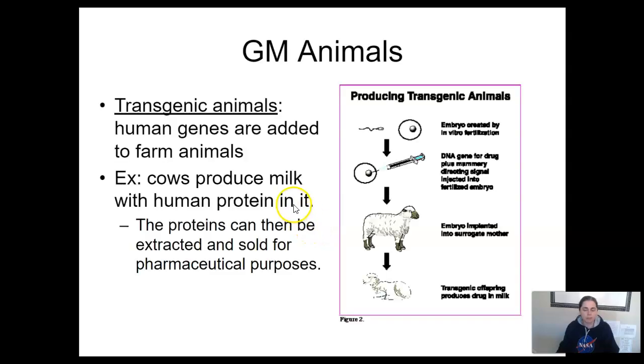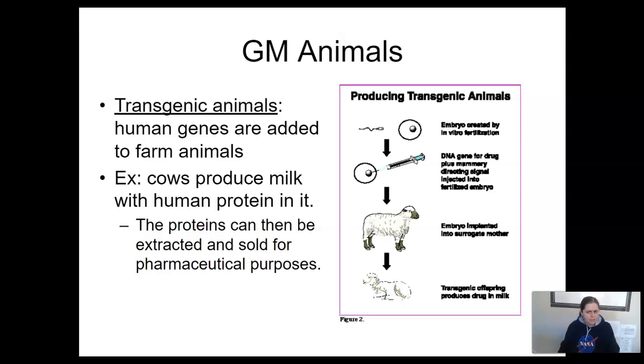All right, moving on to genetically modified animals. And I did talk about maybe cows producing more milk earlier. We also have transgenic animals, and these ones have human genes added to farm animals.